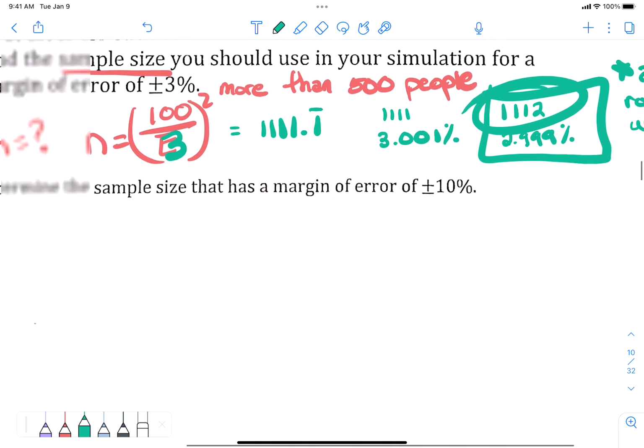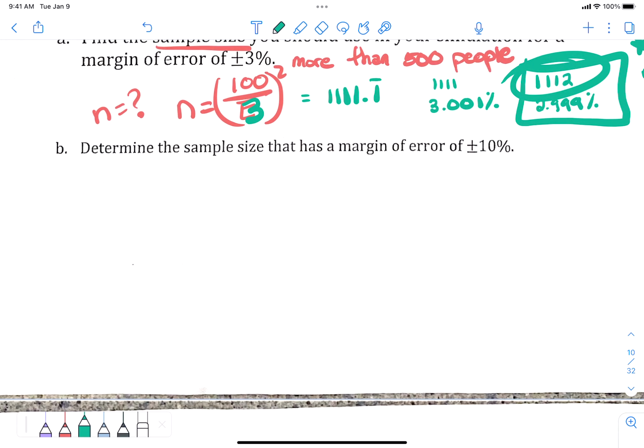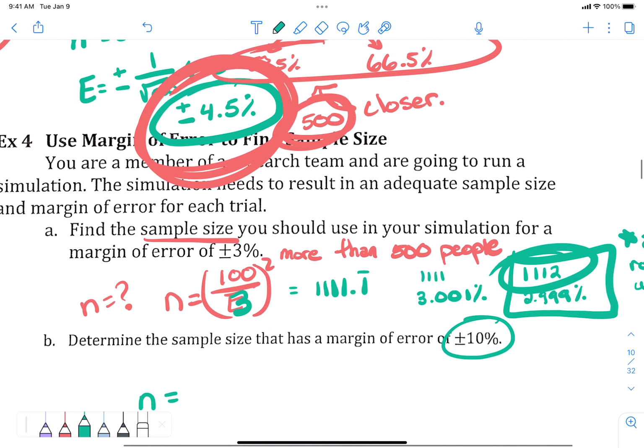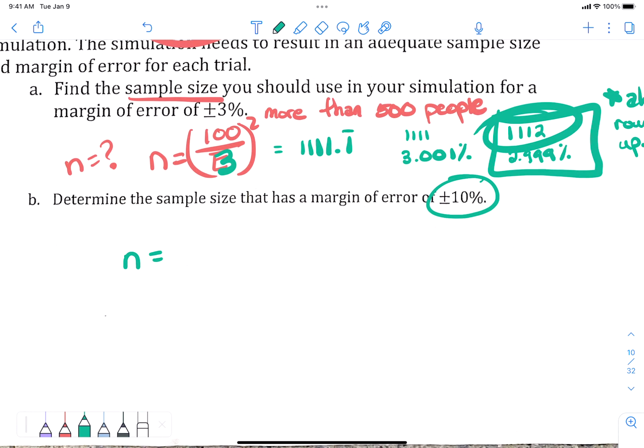So in this next problem, we say that we're going to allow our error to be 10%. Maybe it's something that doesn't really matter that much, so we can be off by a little ways. We're going to give it 10% error, right? How many people do we have to survey? Less than 500, right? 500 was a 4.5% error, right? So let's see how many people we have to survey if we want a 10% error.